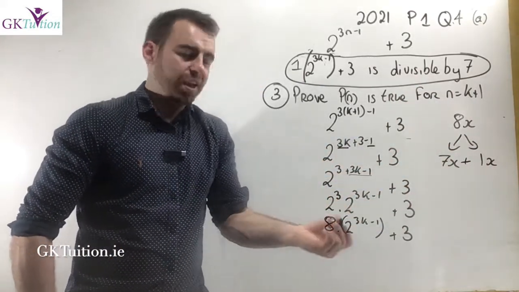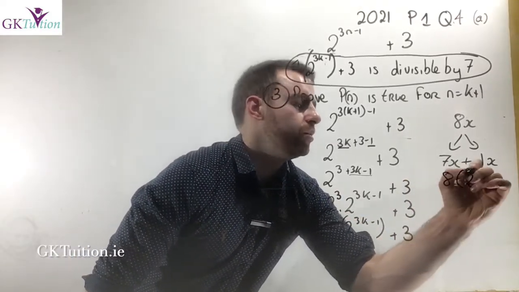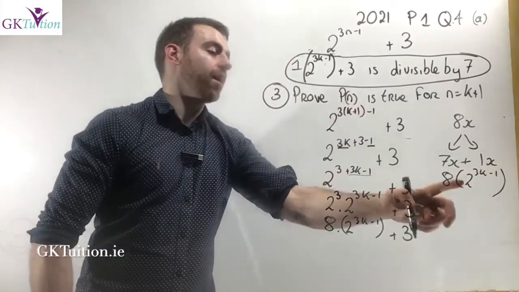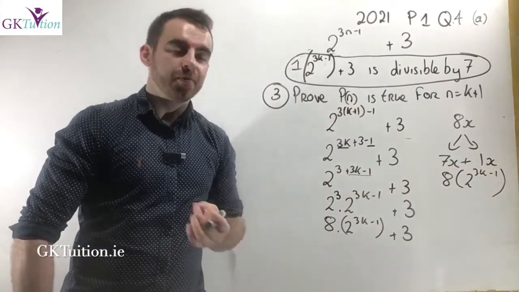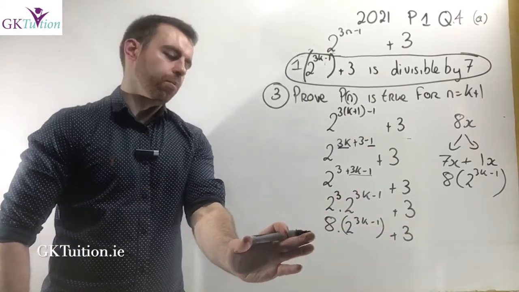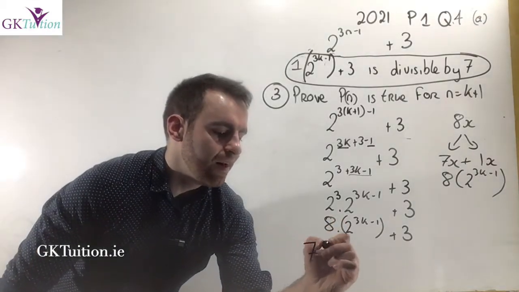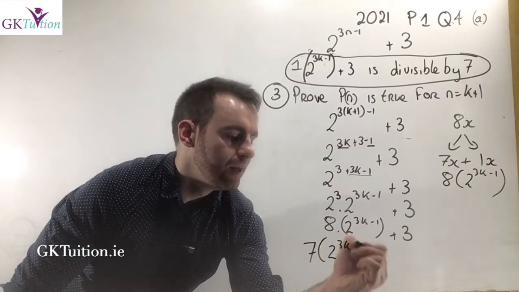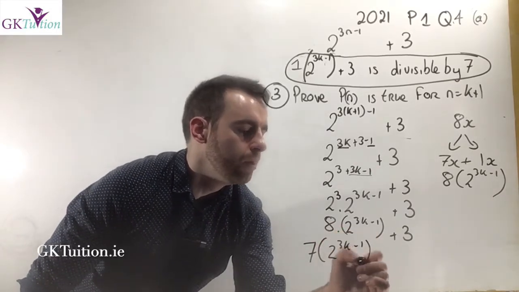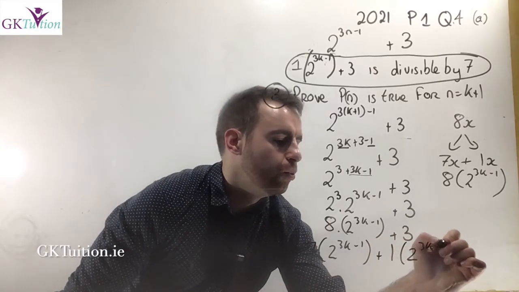So same logic. If I have 8 times 2 to the power of 3k minus 1, in this case, my apples are the thing in the bracket. If I have 8 of them, if I give you one of them, I'm left with 7 of them. So I'm just going to split this up. 8 times this bracket is the same as 7 times this bracket, 7 times 2 to the power of 3k minus 1, plus 1 times 2 to the power of 3k minus 1.